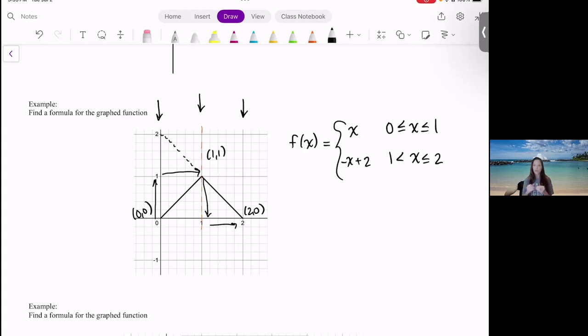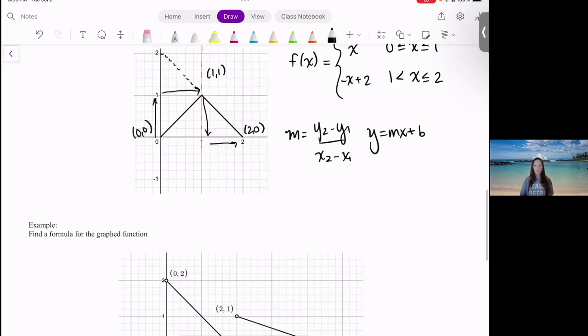You could actually take those 2 points and compute the slope using the idea that you have m equals y2 minus y1 over x2 minus x1, and then using slope-intercept form to find the intercept and putting those two pieces together. Let's do one more.